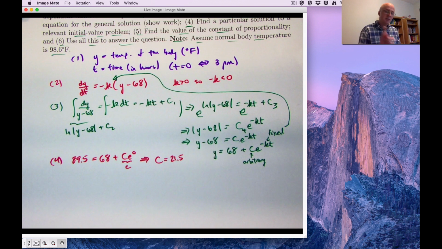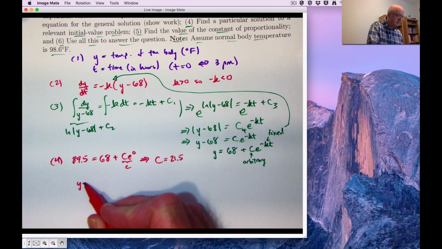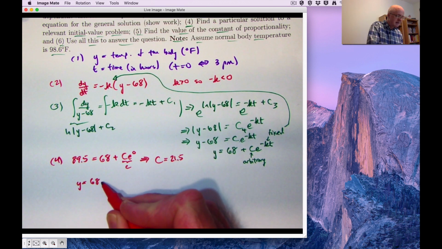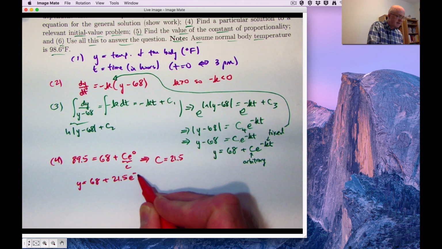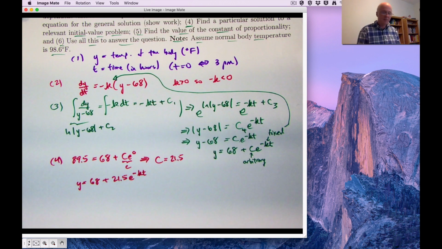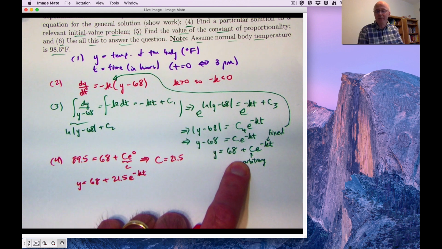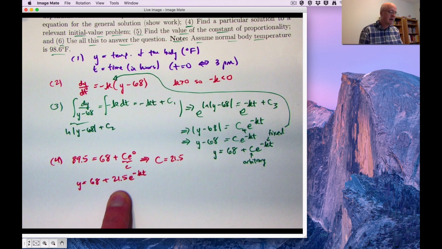It looks like the unique solution of the initial value problem is 68 plus 21.5 times e to the negative kt, where again, k is some fixed number that matches the k up there. We still don't know what it is for the situation. Okay, that is your unique solution. That is one function when k is fixed. This represents infinitely many functions because c is arbitrary. Any c will work. That's an infinite family of solutions called a general solution. This is a particular solution to an initial value problem.